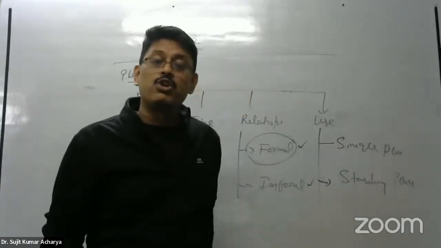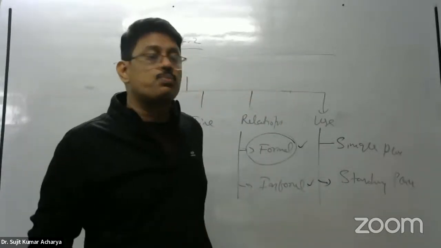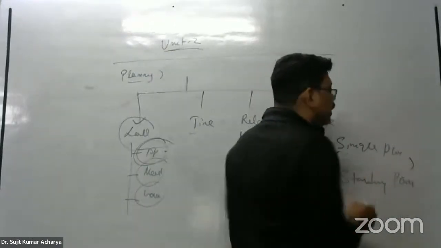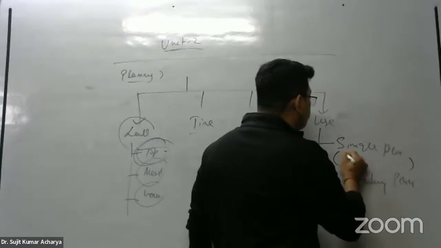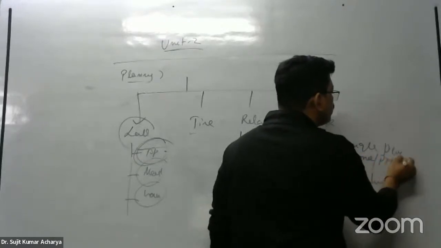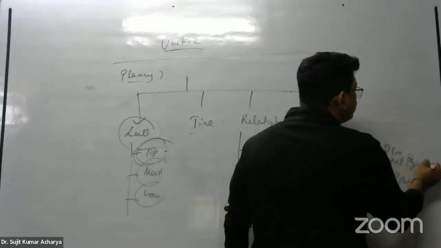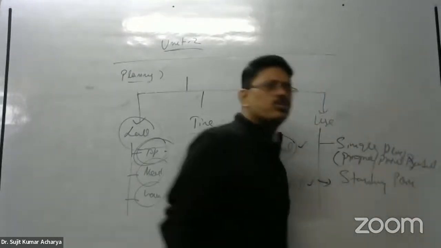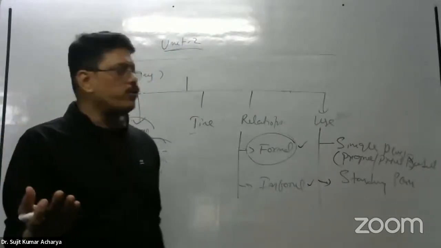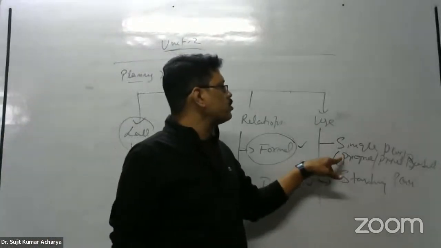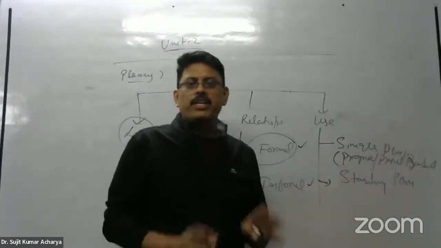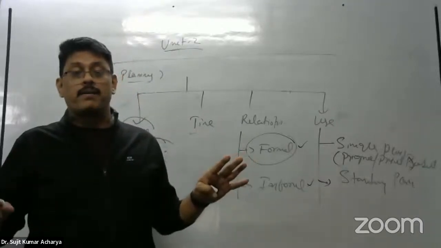Now what are the single use plans? The examples of single use plan are your program, project, budget. I do not have the time or the scope to ask you, so I am writing straight away: the single use plan includes program, project and budget. These are all your single use plans.